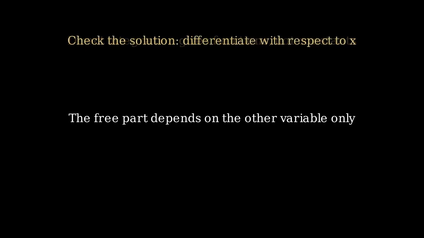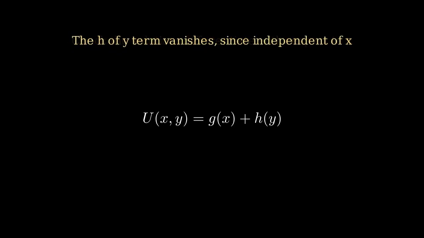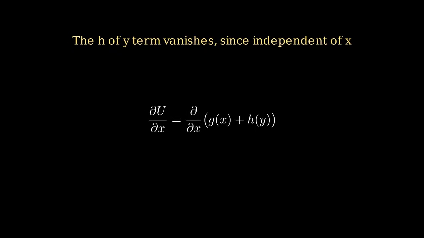Now let's check our answer. We take our general solution, u(x, y) = g(x) + h(y), and differentiate it with respect to x. Differentiating g(x) + h(y) with respect to x, the h(y) term vanishes since it does not depend on x. This leaves us with ∂u/∂x = g'(x).